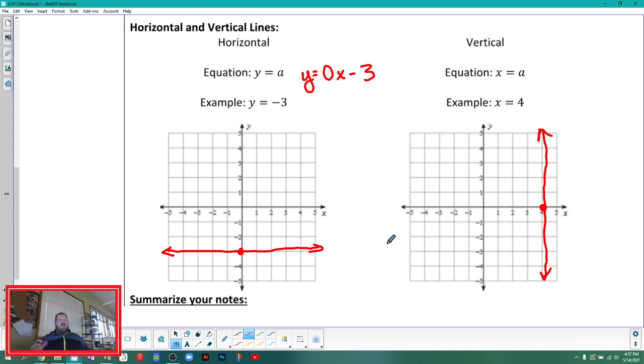Okay, horizontal and vertical lines are, I'm going to say they're so easy that they're difficult, right, to know which one's which. Okay?